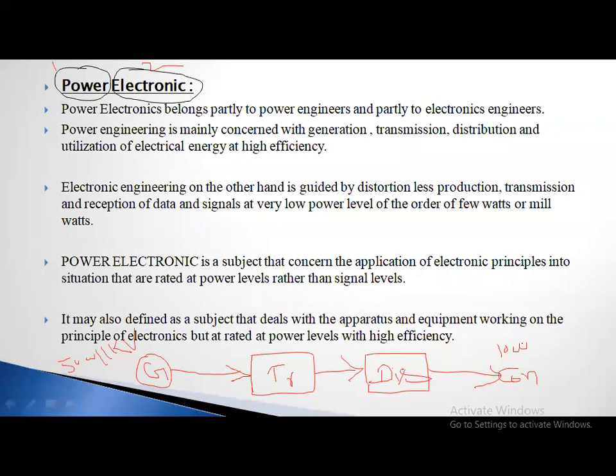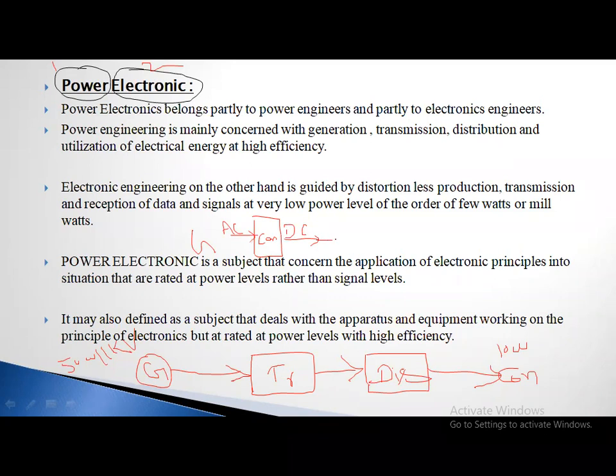In order to decrease these losses and save energy, we convert this AC into DC, and this DC is transferred to the consumers over long distances. Here we use a converter at the generating station. This will convert from AC to DC. Is it clear?